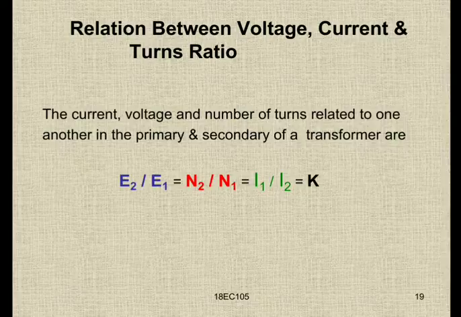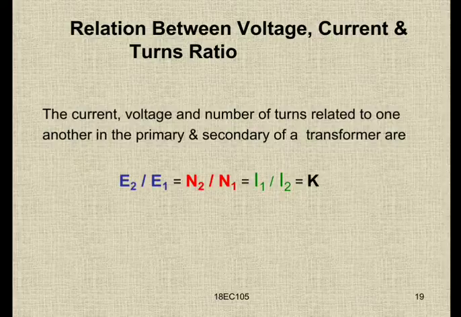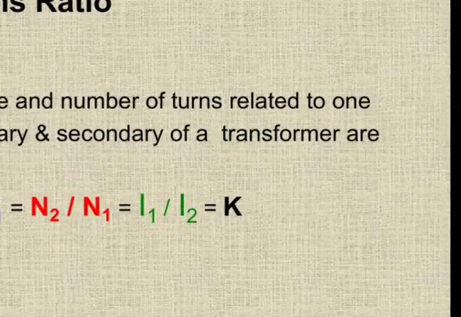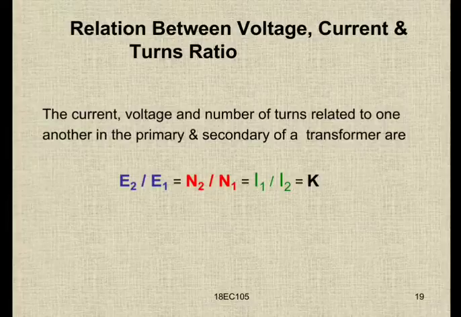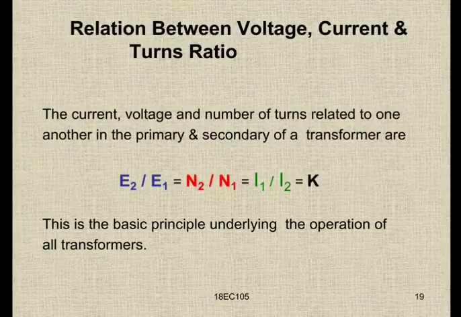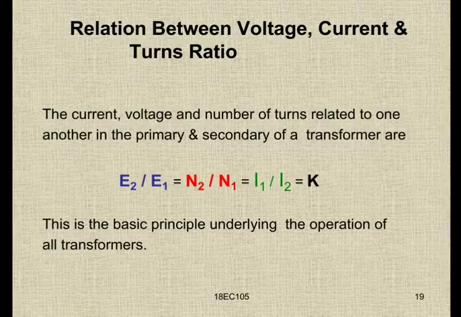So E2 by E1 will be equal to N2 by N1, that is equal to I1 by I2, because when the voltage at the output increases, current decreases, and vice versa. And that's the reason why the current is reverse. So I1 is on the numerator side and then I2 is in the denominator side. That is equal to E2 by E1, so equal to K. So this is the basic principle underlying the operation of all the transformers.